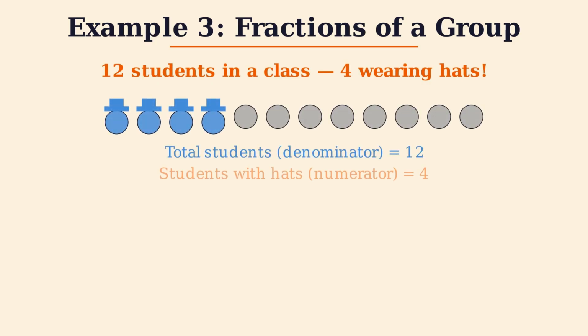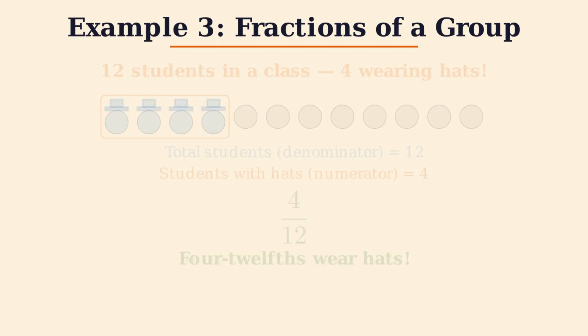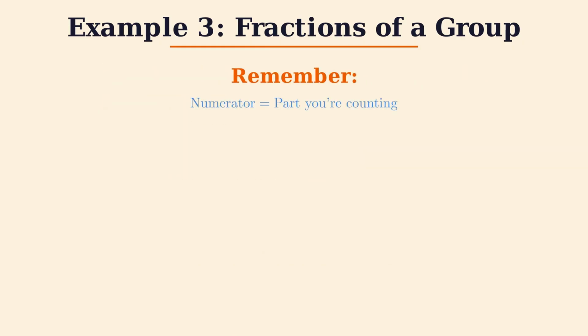Let's check that visually. See the 10 stars with 7 highlighted? That's 7/10. Now let's try this. There are 12 students in a class. 4 of them are wearing hats.